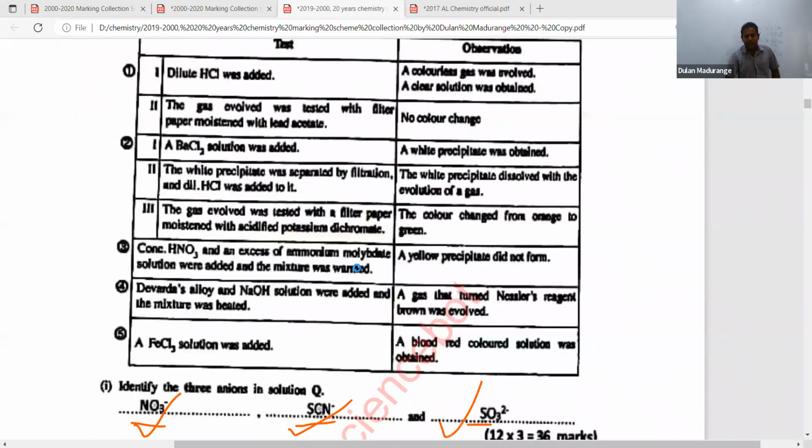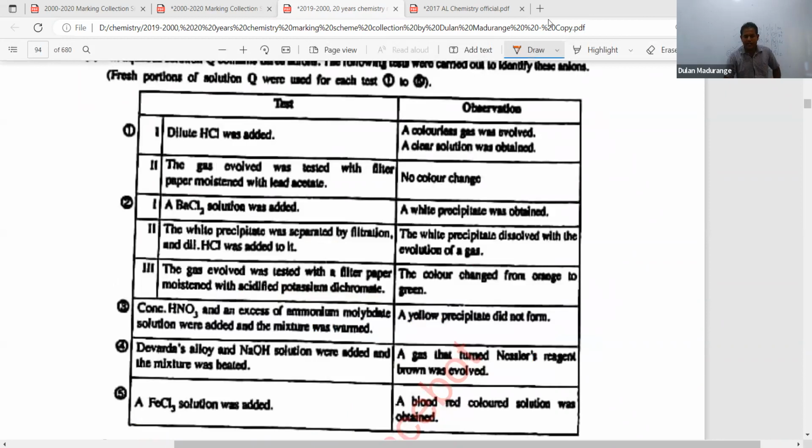So you know anion test in inorganic chemistry, there's a section called anion test. So when we are adding dilute HCl, what could be the reaction? Adding dilute HCl means group 1. Then a colorless gas was evolved and a clear solution was obtained.